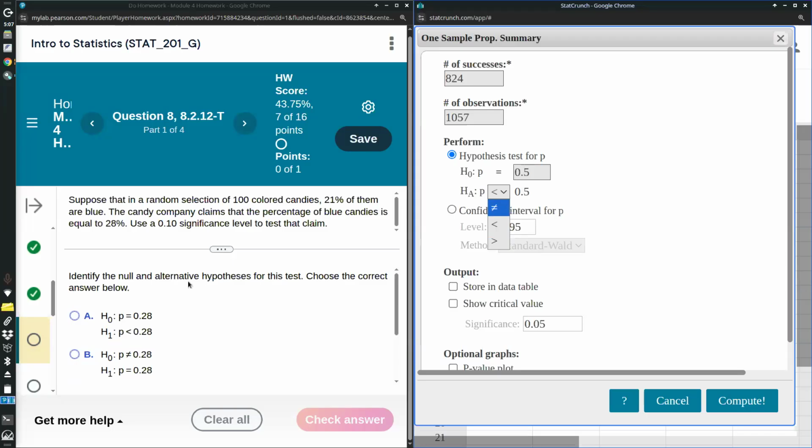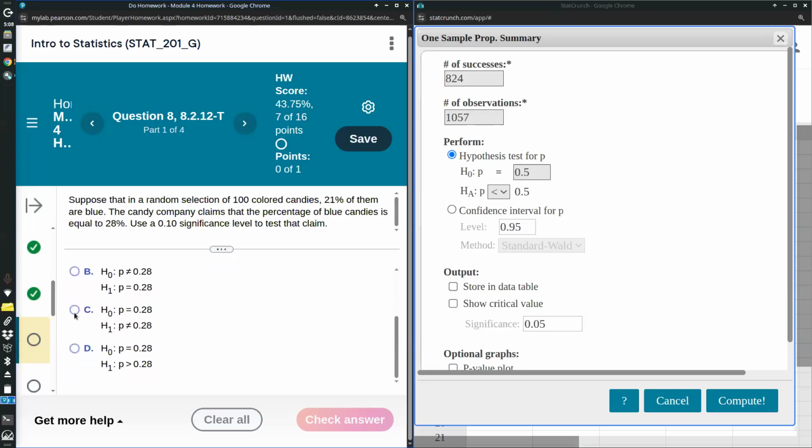Okay, so the claim here is 28% is what it's equal to. So if it says equal, we're going to be looking for equal and not equal. 21% is our observation. So the first part, we're looking for equal, 28% not equal. Now, when we're doing our hypothesis test, the first one is always equal. The second line is where it can change between not equal, less than, or greater than. So we know we're looking for equal to 0.28 and not equal to 0.28. So it's got to be C. B doesn't make any sense at all because the first line always has to say equal. Does that make sense?